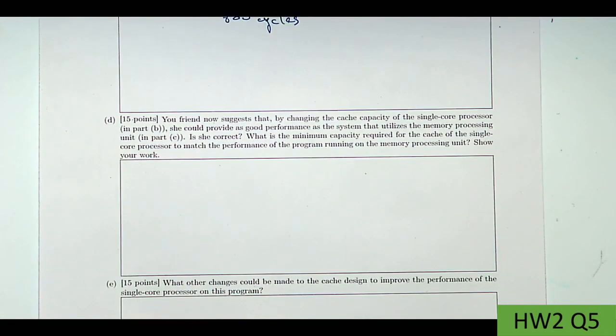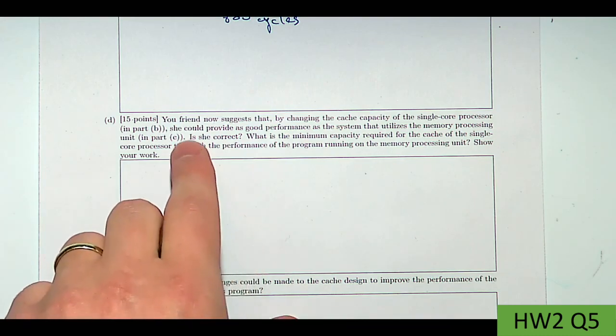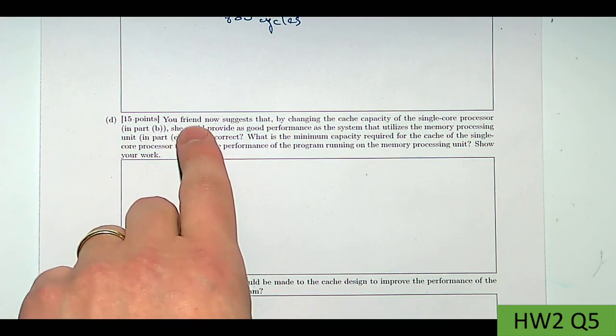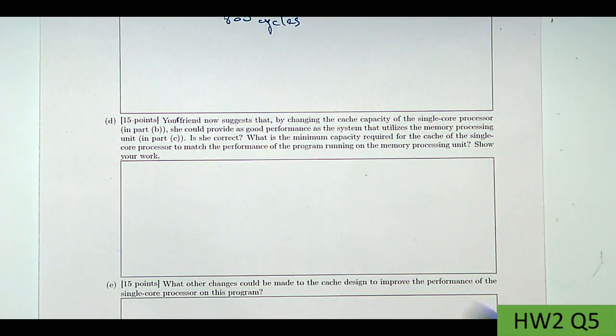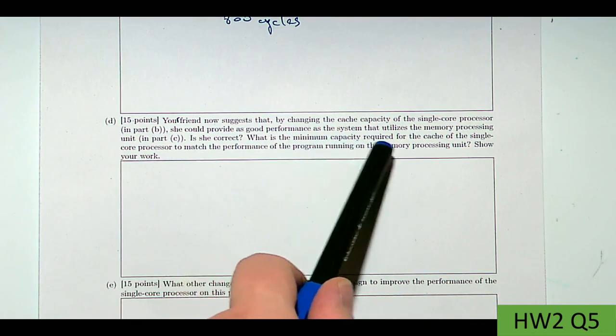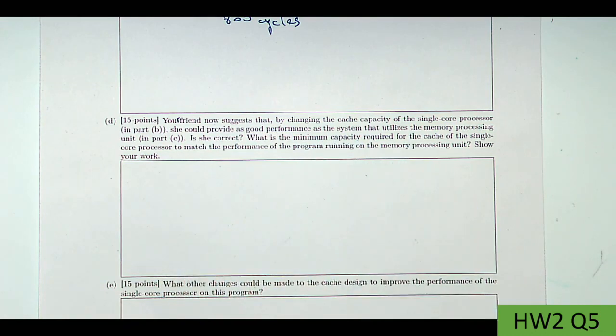Okay, I think that was very easy. And then part D is, let me read this quickly. Your friend, oh my God, we have too many mistakes in this question. Your friend now suggests that by changing the cache capacity of the single-core processor in part B, she could provide as good performance as a system that utilizes processing in memory. Is she correct? What is the minimum capacity required for the cache?